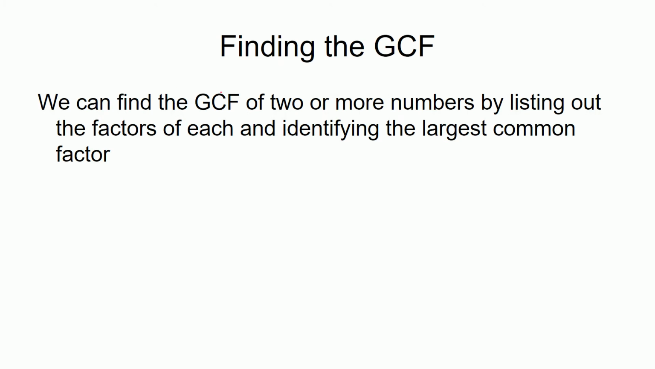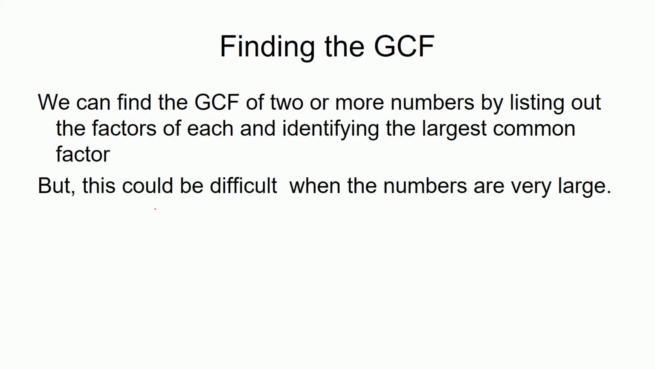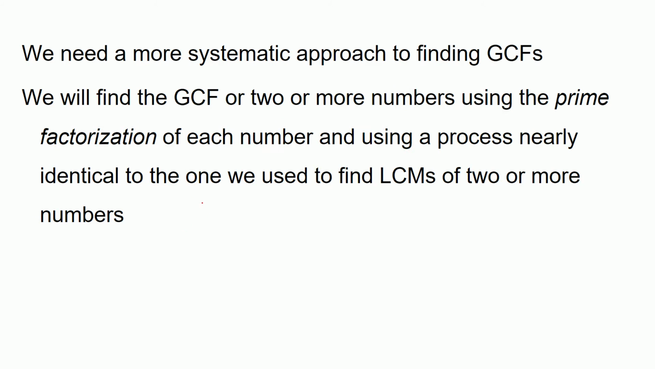So how do we find the GCF? We can find the GCF of two or more numbers by listing out the factors of each and then identifying the largest common factor. This we can do, but it could be difficult when the numbers are very large. This will not be feasible. So we have to have some systematic approach to finding the GCFs. How do we do that? We will find the GCF of two or more numbers using the prime factorization of each number, using a process nearly identical to what we have done in finding the LCMs of two or more numbers.